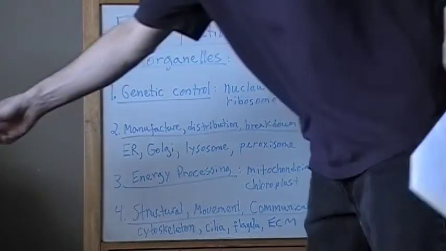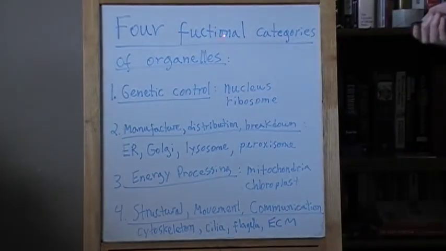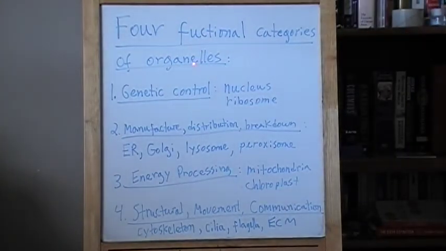Finally, in chapter 4, we have a summary of the organelles and their functions. And the organelles can be categorized into 4 groups based on their function. So the first group is genetic control, and these are the nucleus and the ribosome. Nucleus houses the nucleic acids, the DNA, and the RNA, which control the cell, and the ribosome that synthesizes protein.